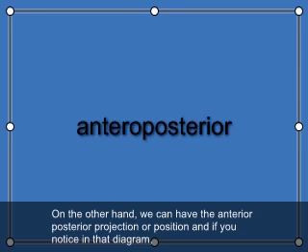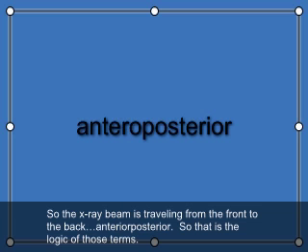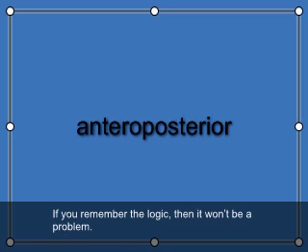On the other hand, we can have the anterior-posterior projection or position. And if you notice in that diagram, the patient is facing the X-ray beam, and the patient's back is to the film. So the X-ray beam is traveling from the front to the back, anterior-posterior. So that's the logic of those terms. If you remember the logic, it won't be a problem.